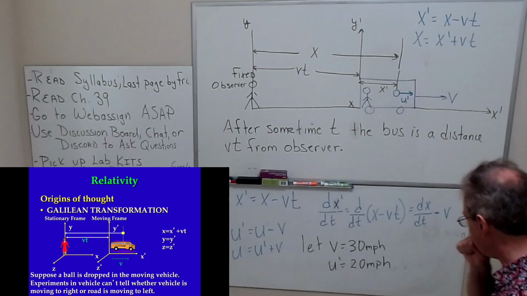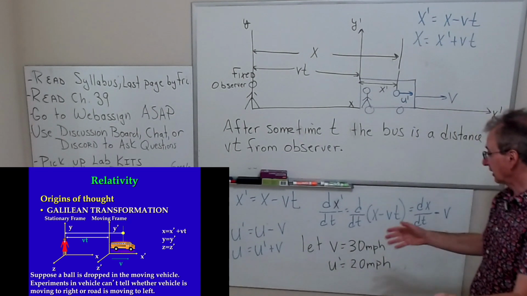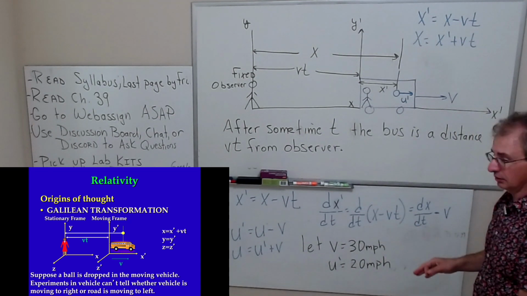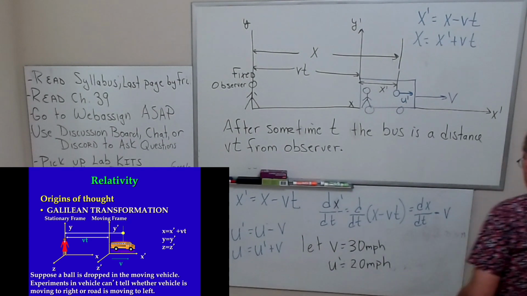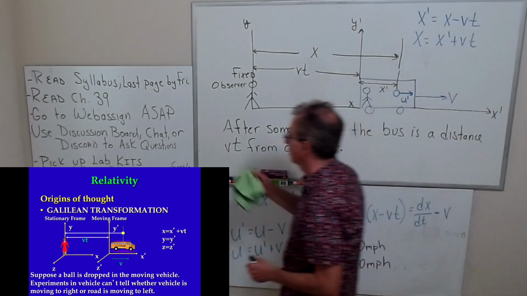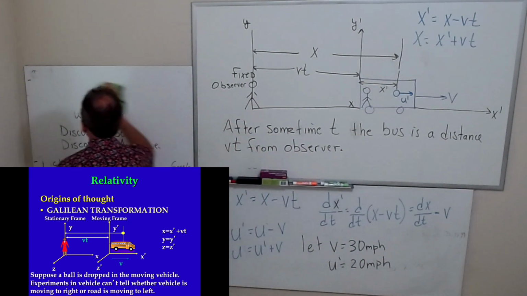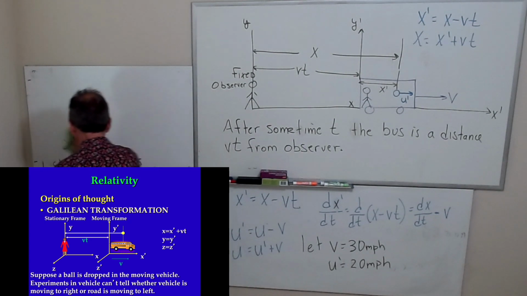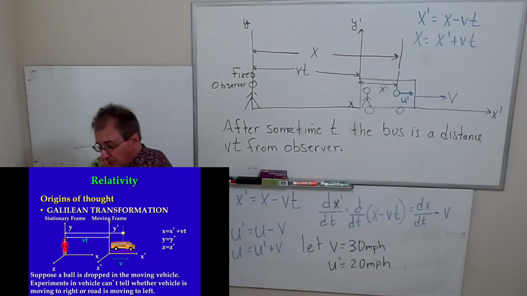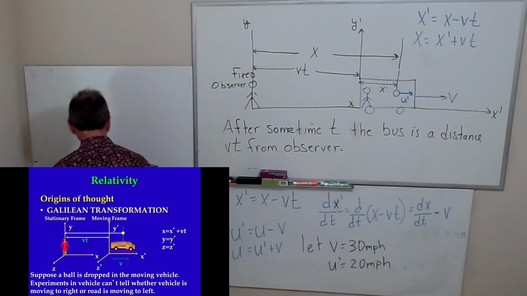Okay, so this makes sense. So that's how we measure relative velocity. In fact, let's take this one step further. Let's take the derivative of u and the derivative of u prime. Let's pretend the bus is moving at a constant speed.